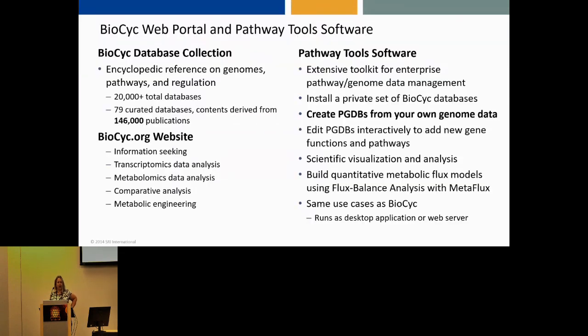So let me start by clarifying what I'm talking about here. What are BioCyc and Pathway Tools? The BioCyc database collection is our collection of over 20,000 organism databases. Most of them, but not all of them, are prokaryotes. The BioCyc website is where you access all this data. You can use it as an encyclopedia to look up information, or you can use some of our many tools for omics analysis, comparative analysis, and more.